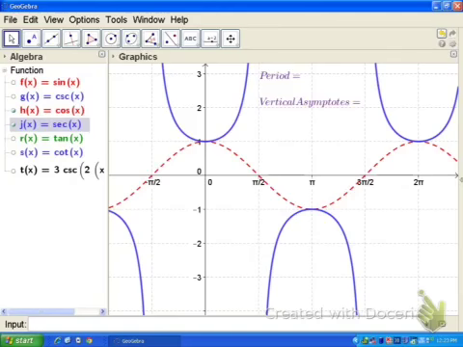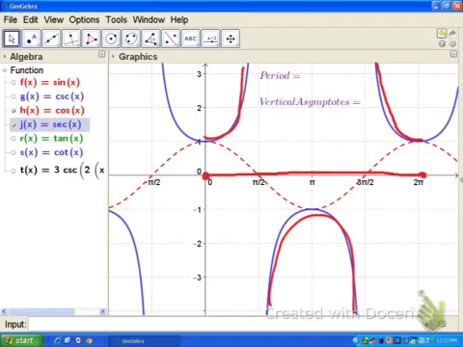secant, and the period of secant again is one complete cycle, and you can see that one cycle does continue all the way to 2 pi from back where I start up again. And now I would start over. So my period is 2 pi.